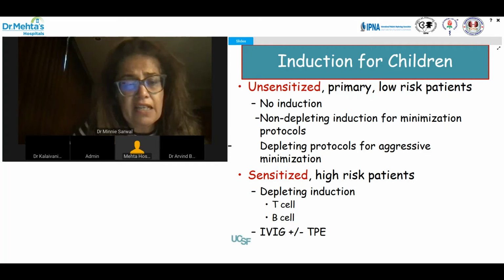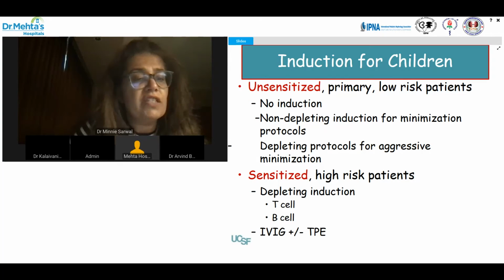In a very sensitized high-risk patient with high panel reactive antibodies, these are usually either prior transplants, patients with repeated blood transfusions, etc. Depleting induction is used. Again, T-cell induction is mainly used. B-cell induction will usually follow for desensitization purposes. So it's really pre-induction. And then again, high-dose IVIG and plasmapheresis are used for preparation of the patient for transplant, so really for the process of desensitization.